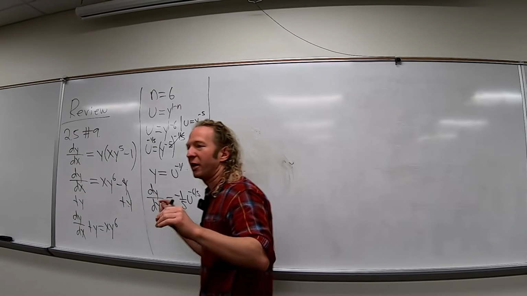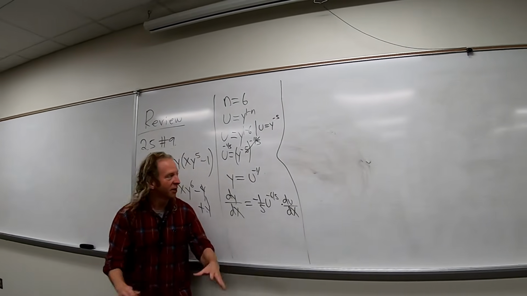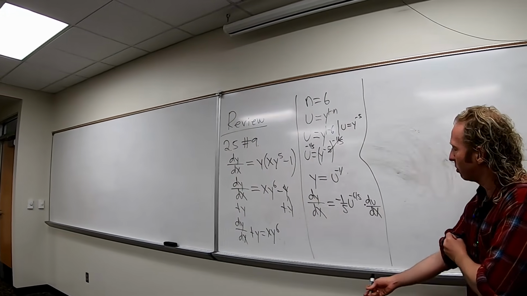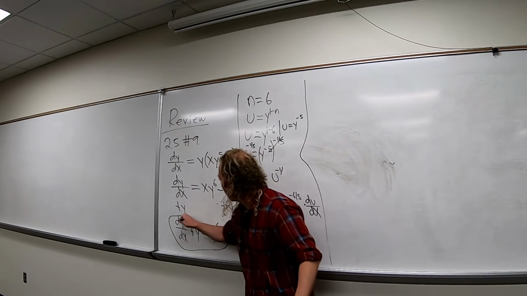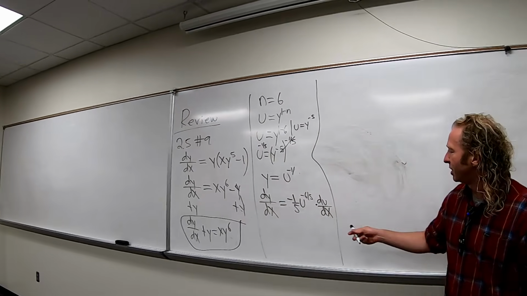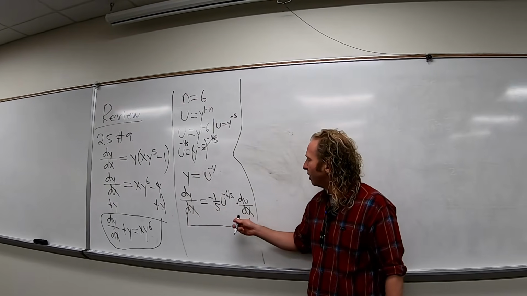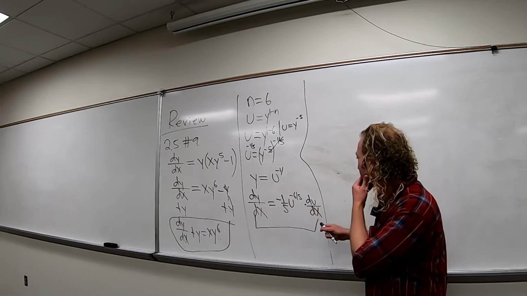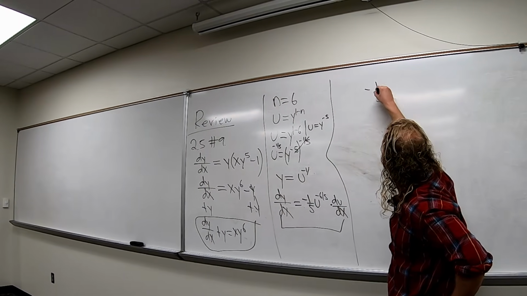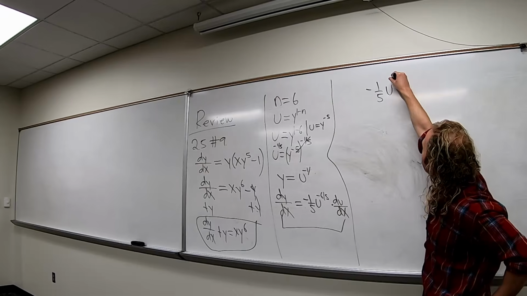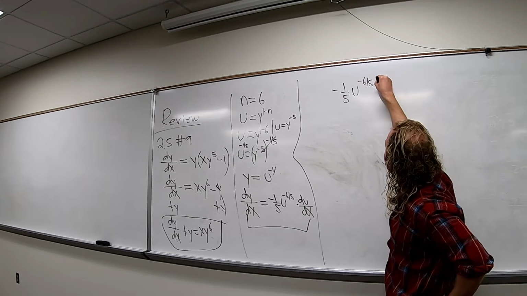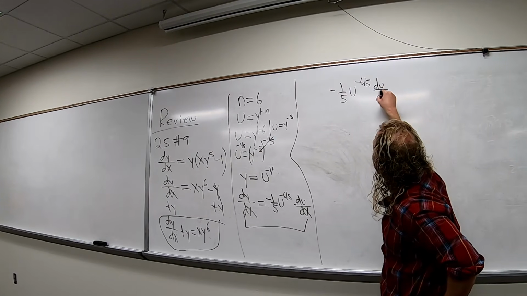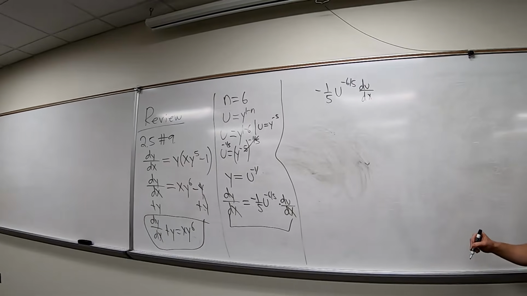Any questions so far? The next step, we're just going to substitute. So now we're going to make a substitution. We go to this one, and we're going to replace everything. So dy dx is this piece here, so this is going to go here. So it'll be negative 1/5 u to the negative 6/5 du dx. I'm glad I left some room there.